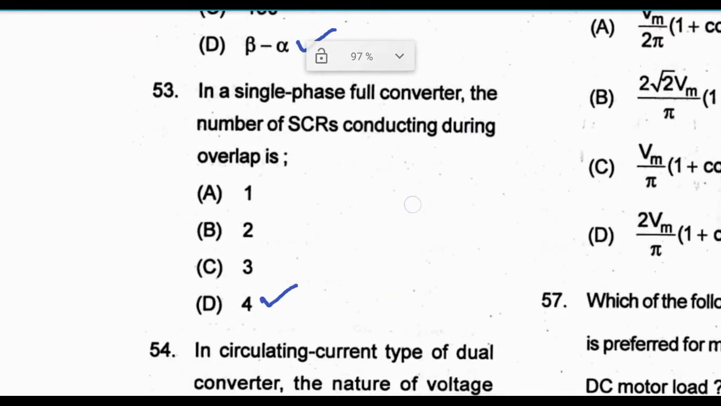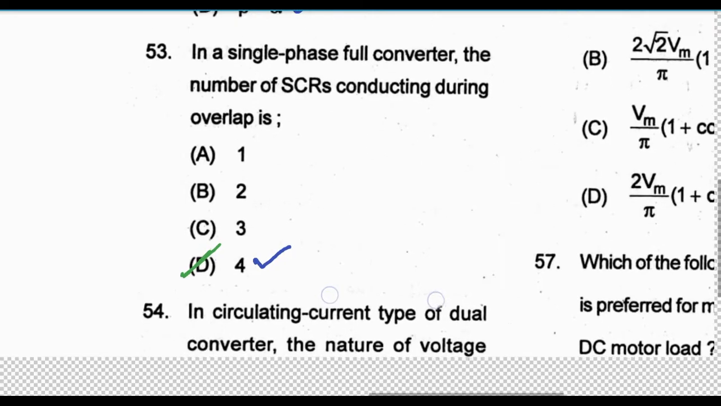Next question is, in a single phase full converter, the number of SCRs conducting during overlap is 4. Four SCRs or thyristors conduct during overlap in case of single phase full converter.